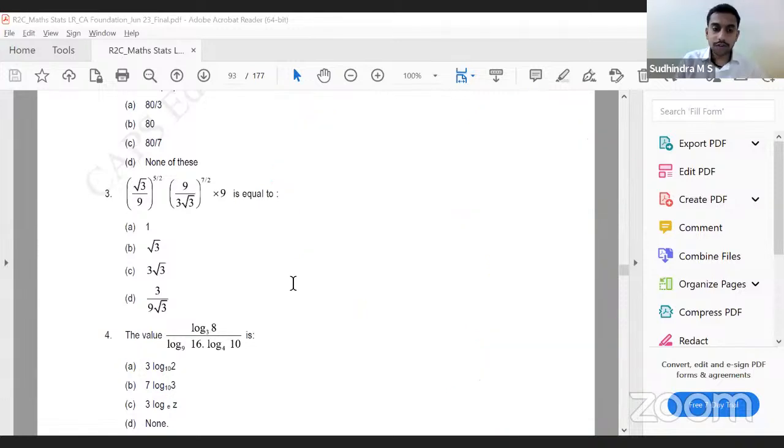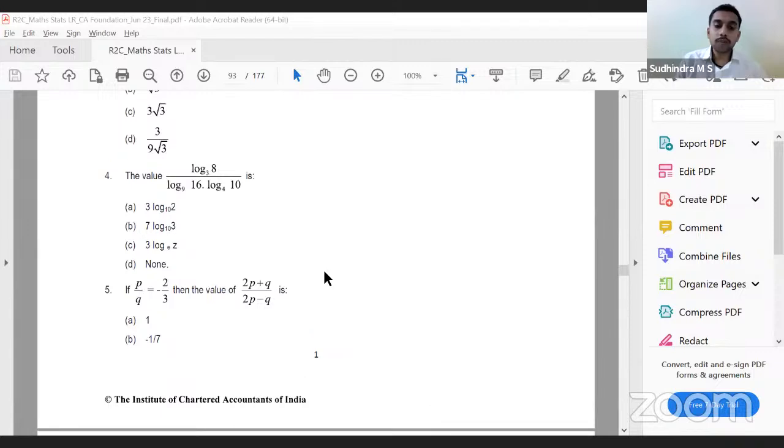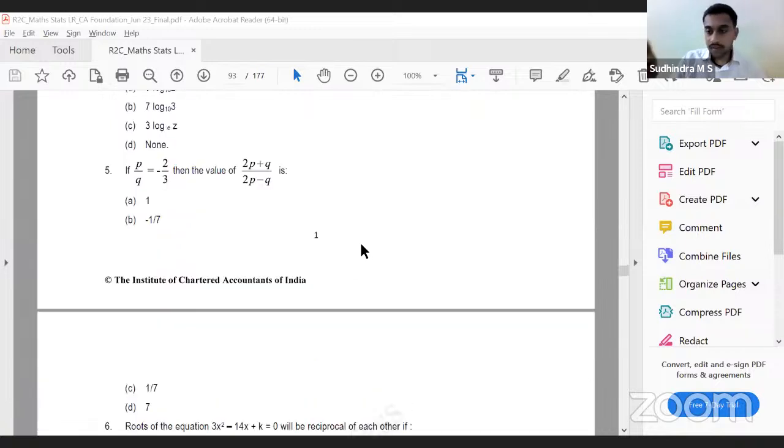Next one, question number 5. If p by q is minus 2 by 3, then the value of 2p plus q divided by 2p minus q. 1 by 7. Option C. That's easy.